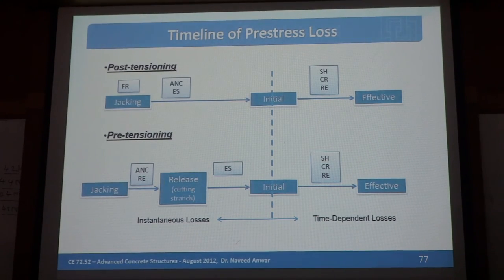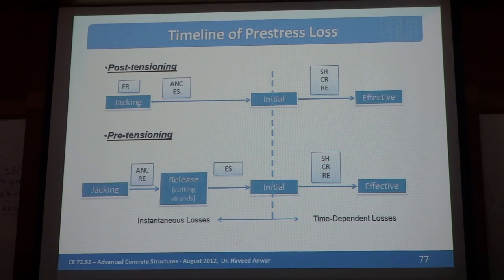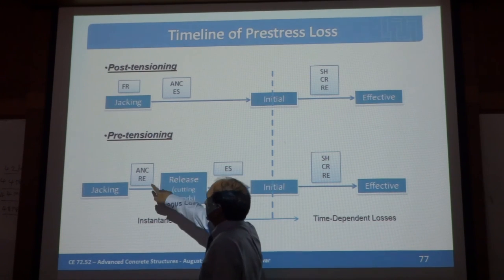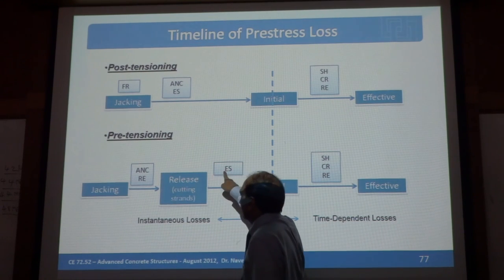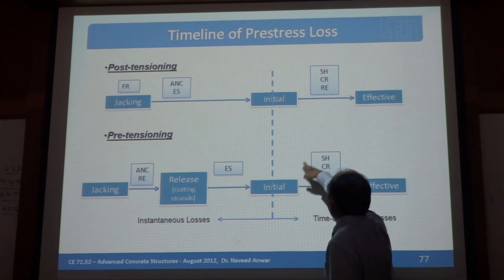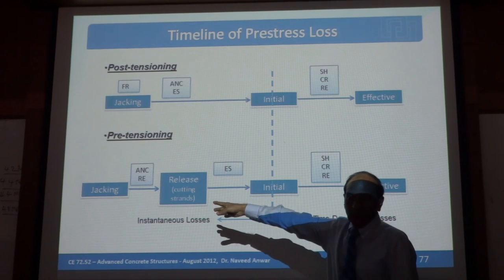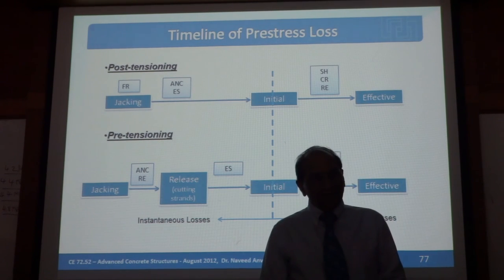Timeline of pre-stress loss. Pre-tension: jacking, anchorage. Post-tension: friction, anchorage, elastic shortening, initial stage, then the three long-term losses and effective. For pre-tensioning, there is jacking, there is anchor, and here there is nothing because it is done before that. Release, cutting of the strand, elastic shortening happens after that, and then initial, and then there are three losses. After that, the two are the same. Before this one, the two are different, pre-tensioning and post-tensioning. Once the pre-stress force is transferred, then they are the same, right?